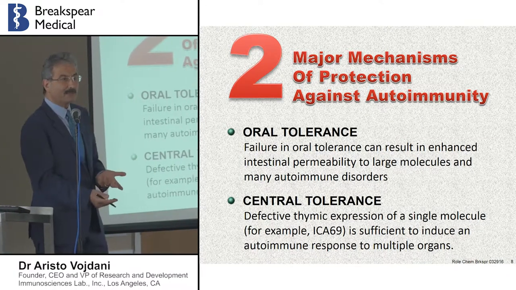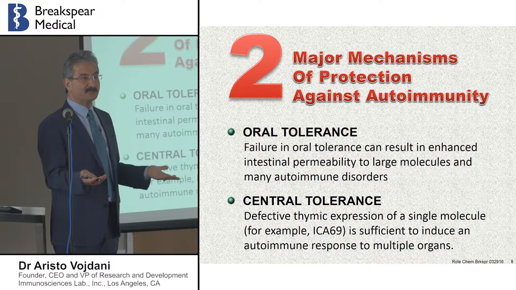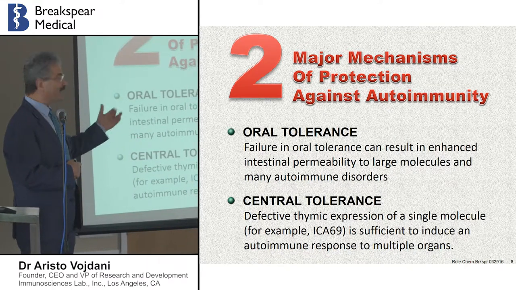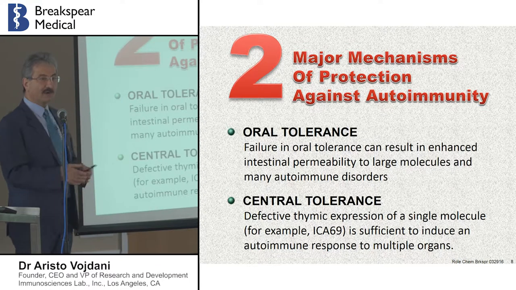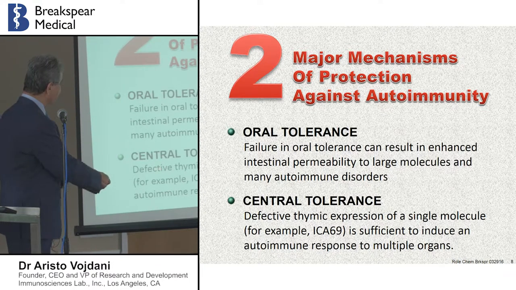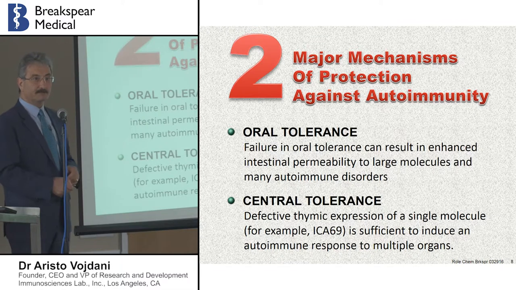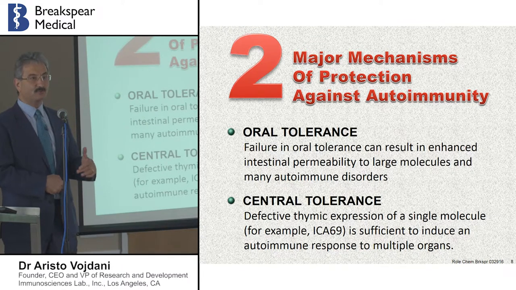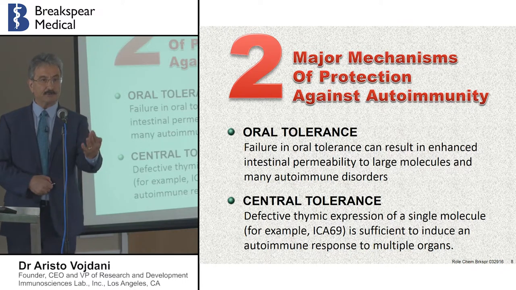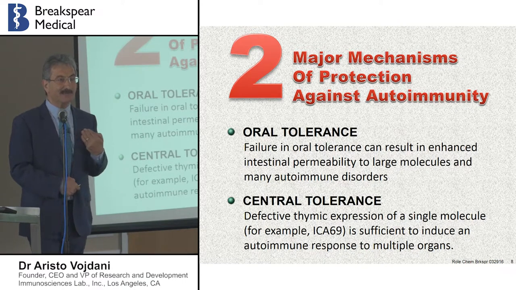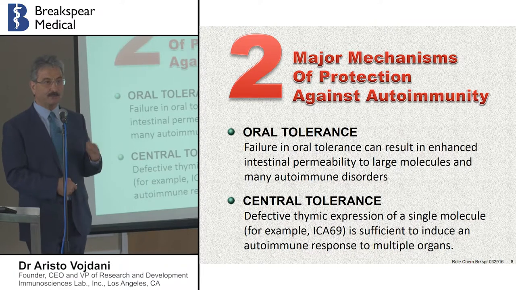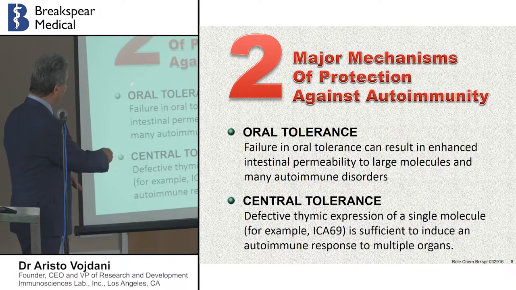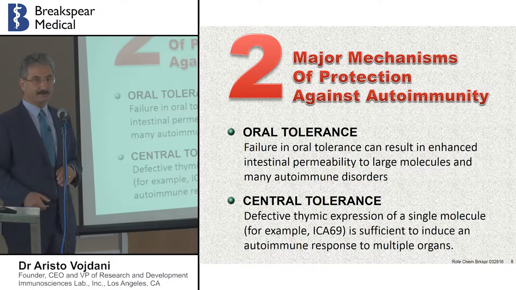So what happens? Why does the immune system make mistakes? Because we have two mechanisms in place, oral tolerance versus central tolerance. With oral tolerance, we have to tolerate food, which is friendly to us, and also friendly bacteria. We should not react to those. And that's through this mechanism called oral tolerance.